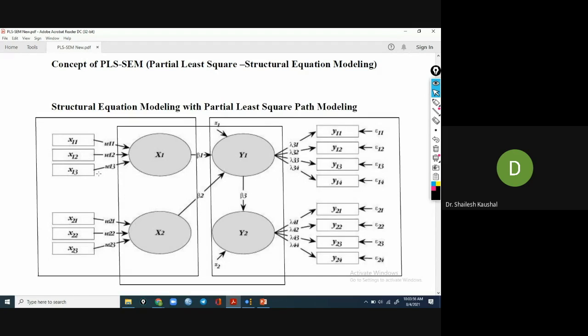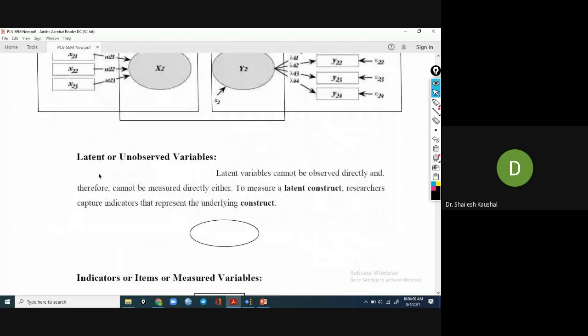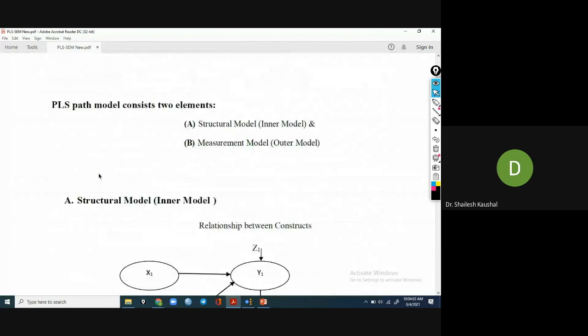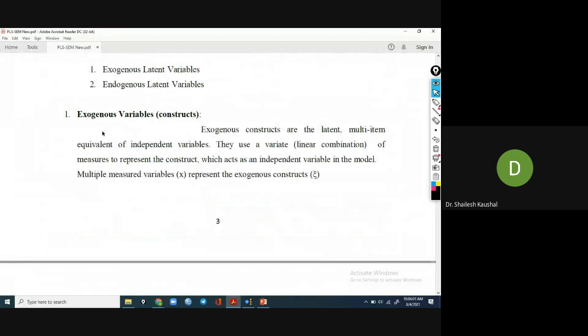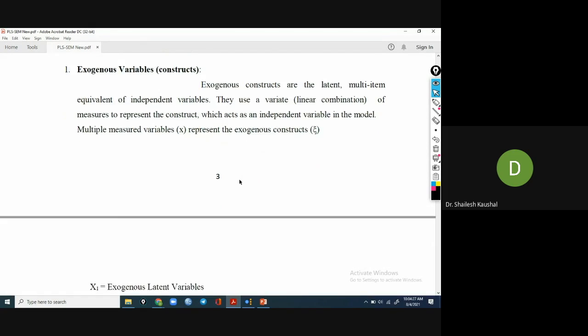Basically there are two types of model: exogenous and endogenous. Exogenous means it's a combination. Exogenous constructs are the latent multi-item equivalent to independent variables. They use a variate, a linear combination of measures, to represent the construct, which act as independent variables. Exogenous means independent variables. Okay.